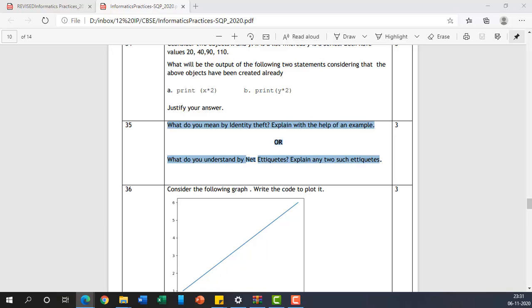For example, in our live classes, what is happening, you give a username and ID to somebody else, and now he enters on behalf of you and does some miscellaneous activities, and your name gets spoiled. So this is an example of identity theft.